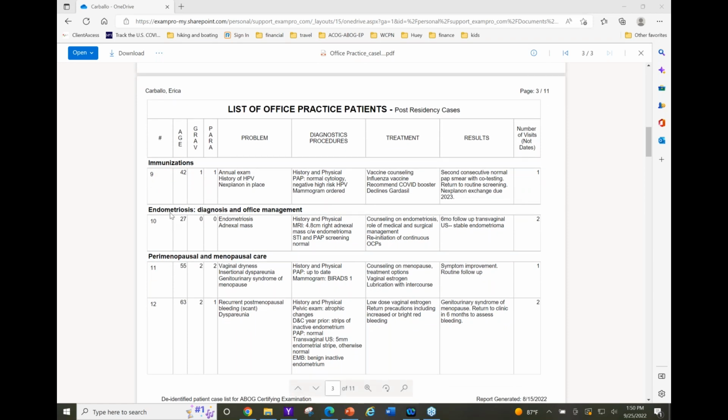Let's talk about case number 9. Okay. So what did you tell the patient about the HPV vaccine? So the HPV vaccine provides immunity against 9 common problematic strains of HPV, and the FDA and the recommendations have expanded, allowing it up to age 45.